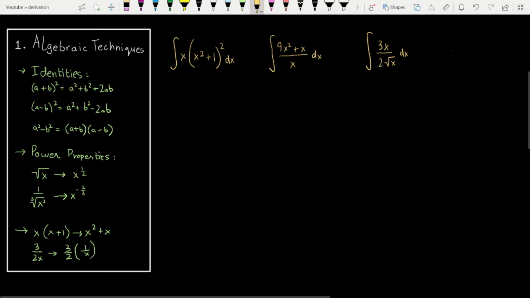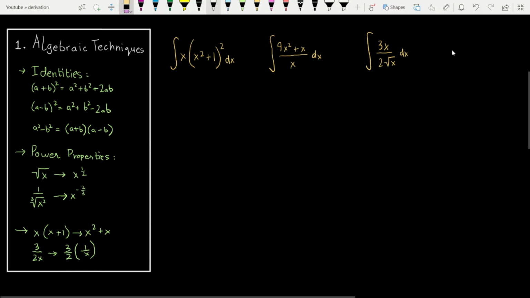I don't want you to learn this box right over here. I don't want you to learn it, but I've just written out these techniques so you guys know what I'm talking about. So you've seen stuff like identities, you've seen stuff like power properties, where you could take some power in the denominator to the numerator, or you can convert a square root to a power, stuff like that.